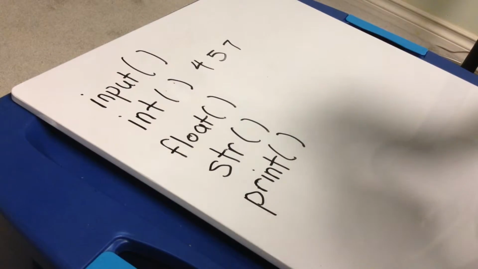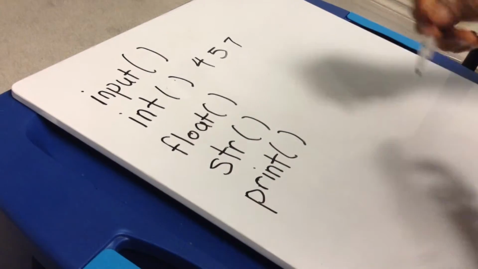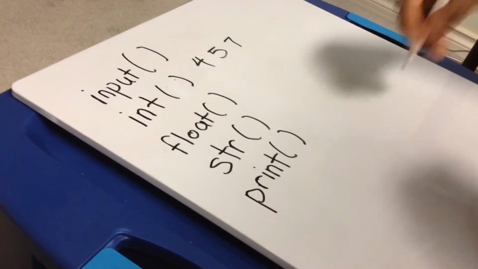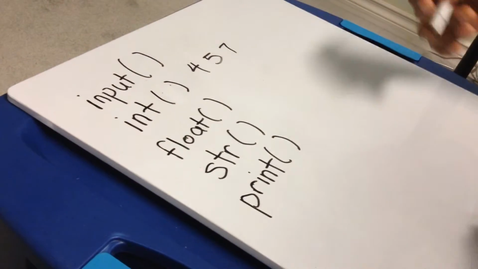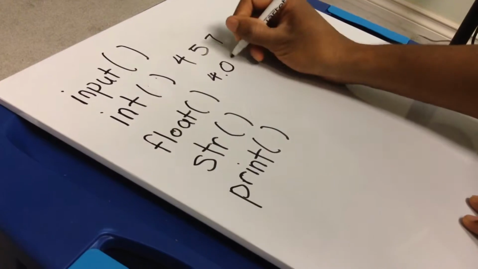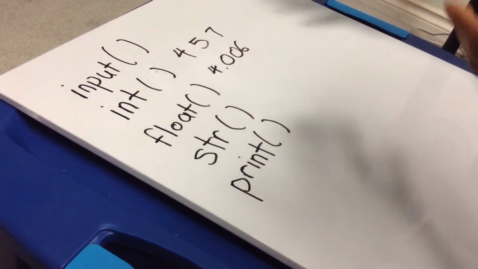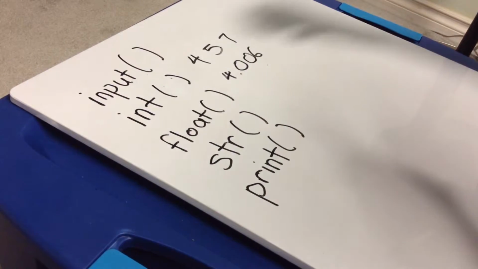Alright? So the next one is a float function. And what a float is, it's calling on a floating point number, and that would basically be any decimal number. For instance, 4.006 would be a floating point number, and the float function would handle numbers with that case.